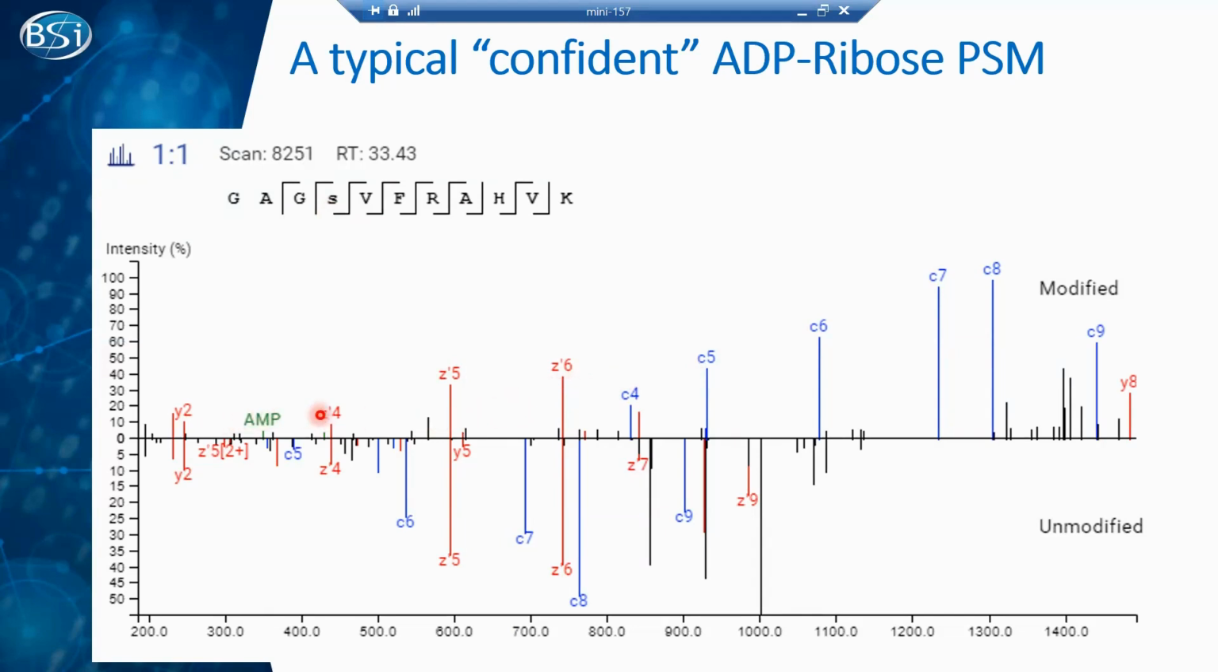So the first thing is that we find that this is 4. We count this as the Z ion here. We found the shift, and then we also report the signature ion here. So we say, okay, this is a confident PSM.